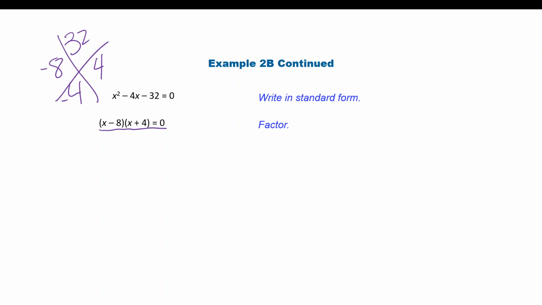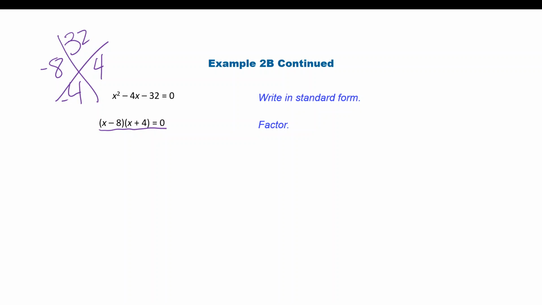All right, so there we have x squared minus 4x minus 32 equals 0, and it's written in its standard form. So next we want to just go ahead and factor that. So again, remember, two numbers that multiply together to get negative 32 and add together to get negative 4 are going to be negative 8 times positive 4. So here we have it factored out. x minus 8 times x plus 4 equals 0.